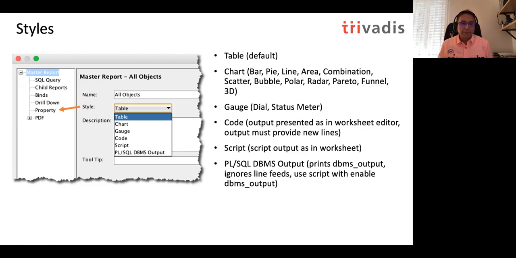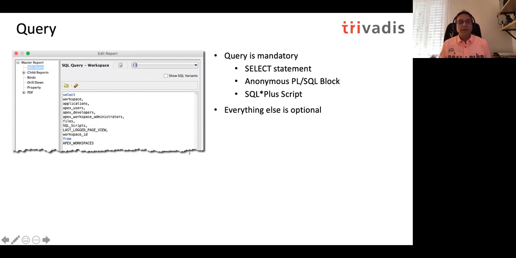Based on the style I change here, I get some additional properties to fill in. So the next thing, based on what I have chosen, when I choose a table report, then I fill in a query here. When I choose a script, then I fill in a SQLcl script here, or an anonymous block when I choose anonymous block as execution. And that's it. That's everything you need for a report.